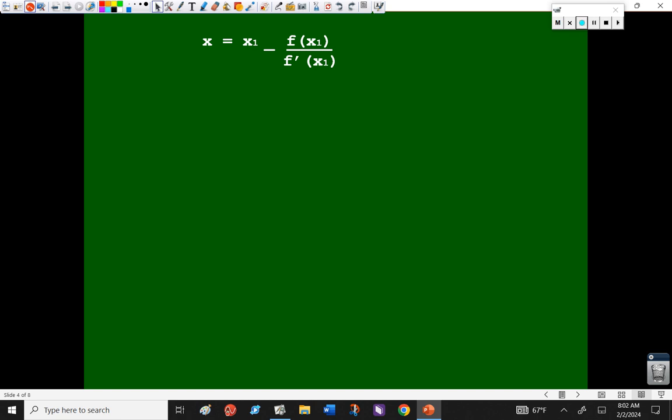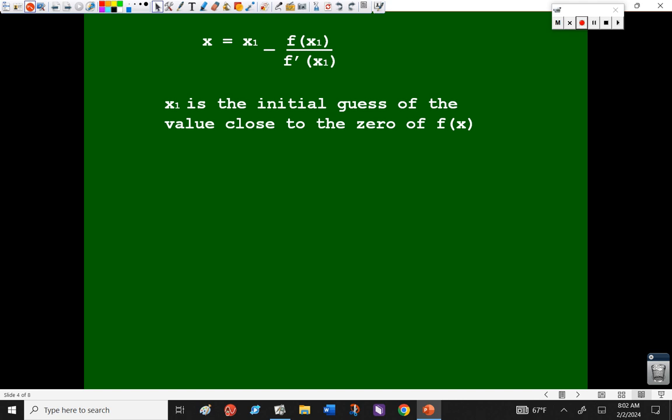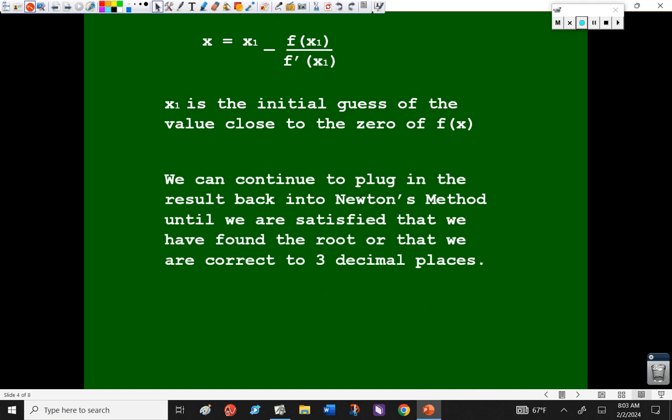So here is our Newton's method approximation. X sub 1 is the initial guess. Now, when I say initial guess, that's exactly what I'm going to tell you: take a really good guess of where you think the line crosses the x-axis. It should be really close to the 0. However, you can be kind of off sometimes too. And using Newton's method, it will get you closer and closer the more times you use it. We could continue to plug in the result.